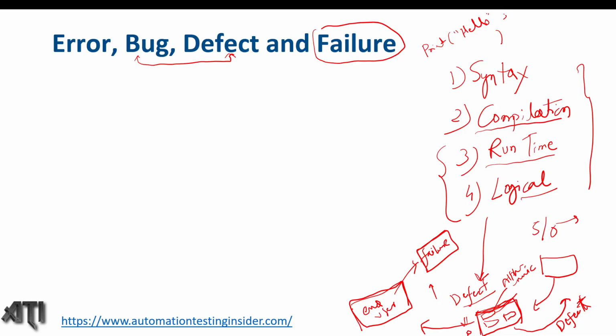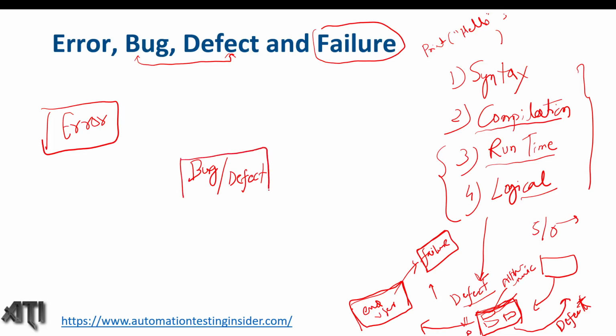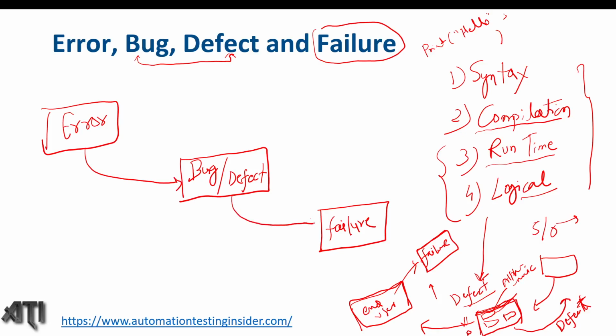Now how do we relate error, bug, defect and failure? So let's say this is error, and bug, as I have discussed earlier, we are using these two terms interchangeably. And here we have failure. Now error leads to the bug and defects in the software. Bug and defect leads to failure.